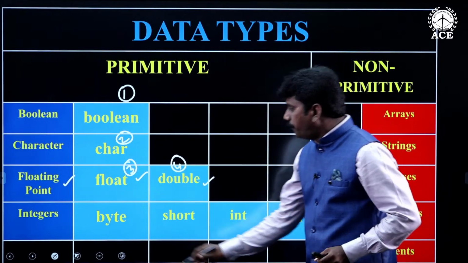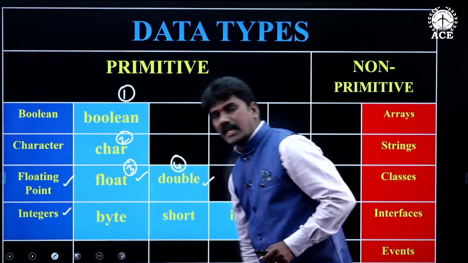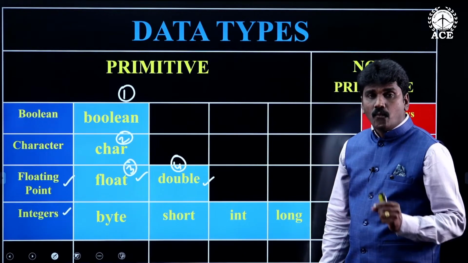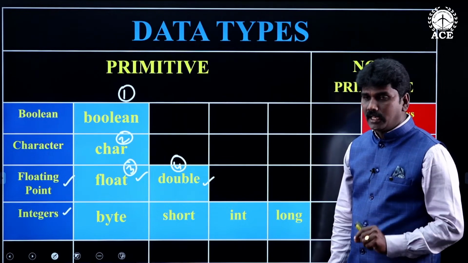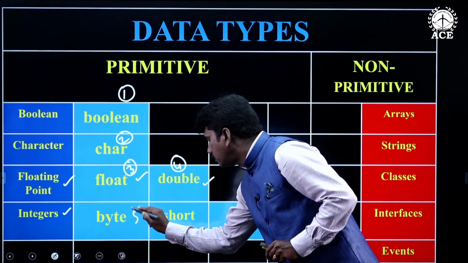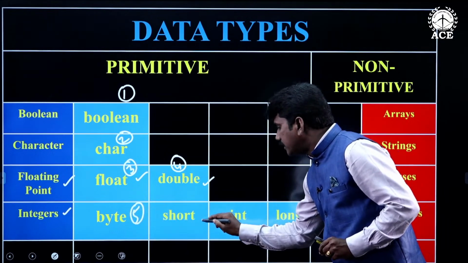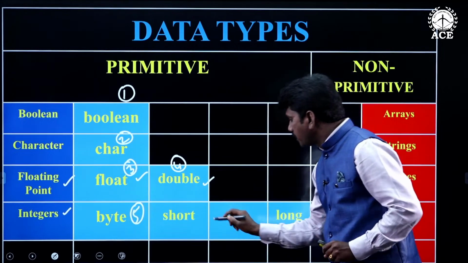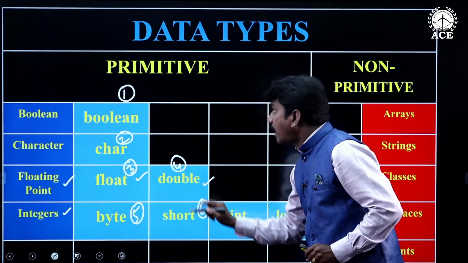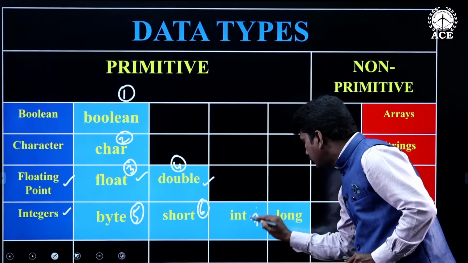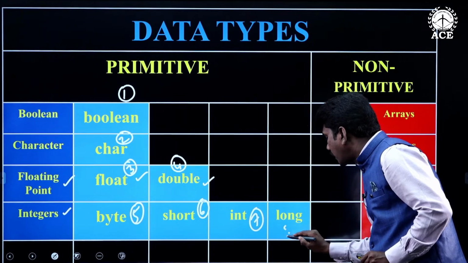Like that, the fourth category is the integer category. Under the integer, what are the different data types available? The first one is byte. The second one is short. So this is the sixth one under the primitive data types. And int is the seventh one and long is the eighth one.